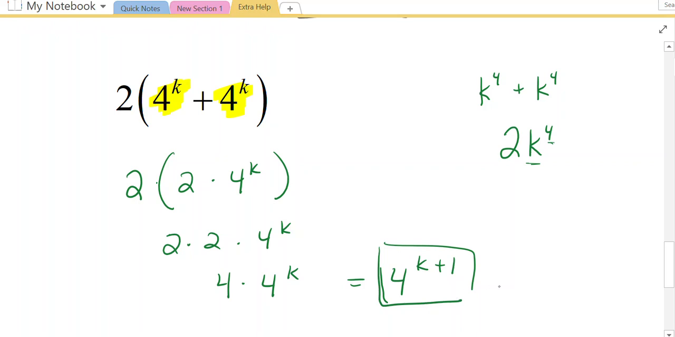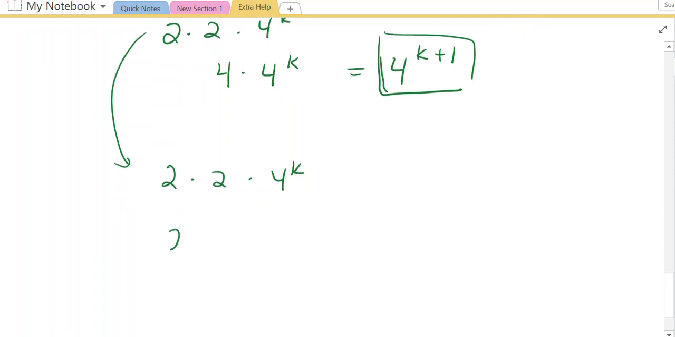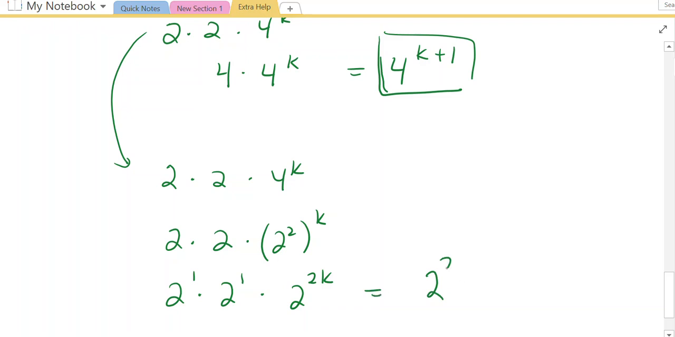Alternatively, I also could have done, starting at the same spot, 2 times 2 times 4 to the k. I could have rewritten that 4 to the k as a power of 2. So 2 times 2 times 2 squared to the k. 2 to the first times 2 to the first times 2 to the 2k. When I multiply, I add my exponents, and that's going to give me 2 to the 2k plus 2. Either one of those answers would be valid.